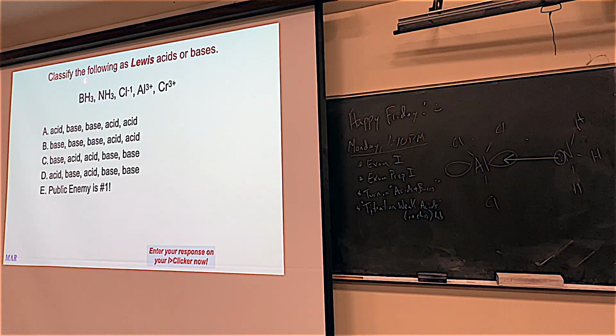Anything with lone pairs is going to be potentially a Lewis base. So ammonia, like all nitrogens, phosphoruses, arsenics, they've got lone pairs. They're going to be bases. Chloride could be a base. Oxides will be bases, sulfur, stuff like that.